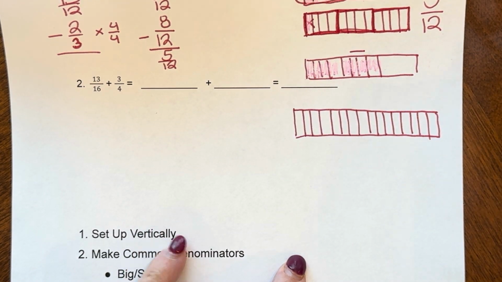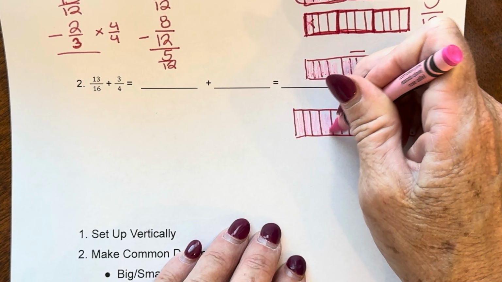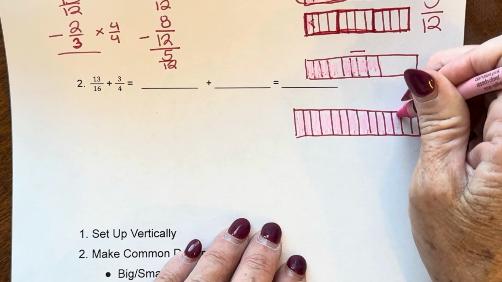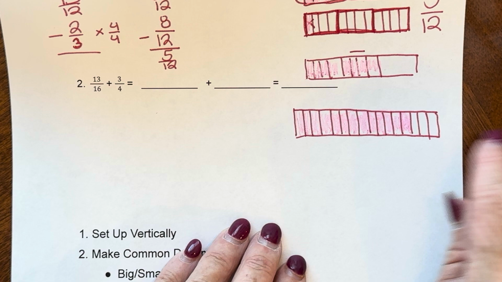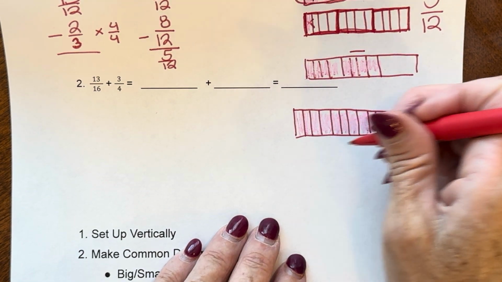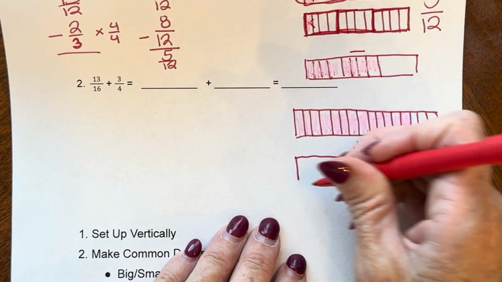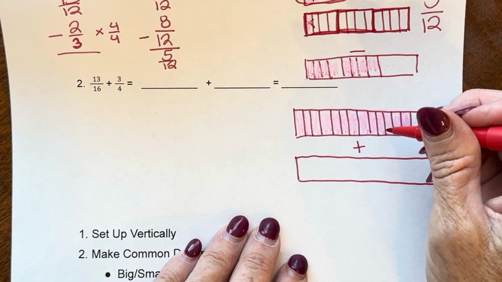Okay, so I do have 16 pieces, and I'm going to color in 13 of them. 1, 2, 3, 4, 5, 6, 7, 8, 9, 10, 11, 12, 13. So 13 are colored and 3 aren't. So there's my 16. And this time they want me to add 3/4.